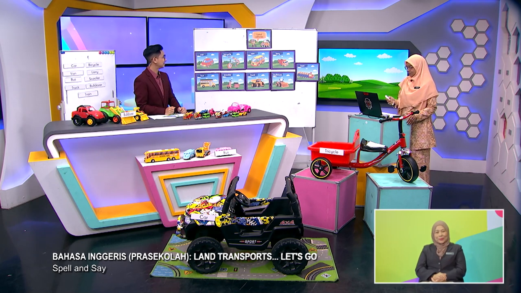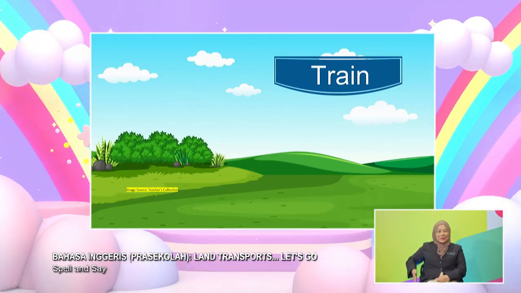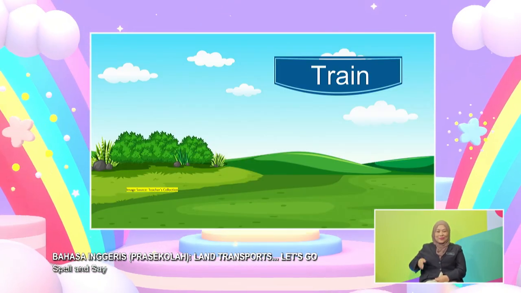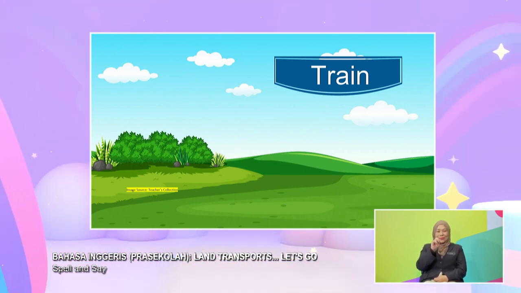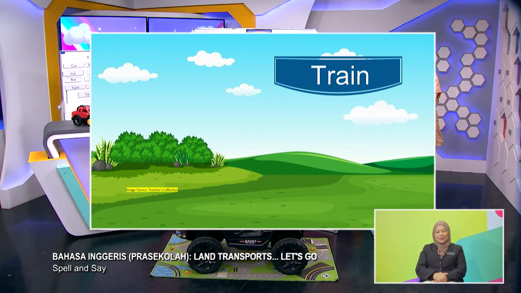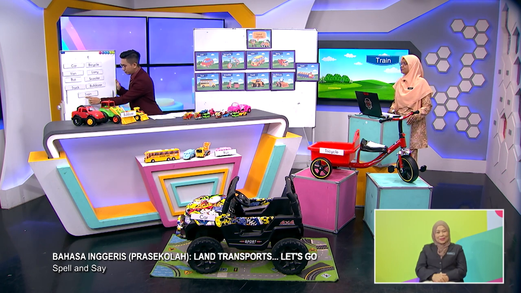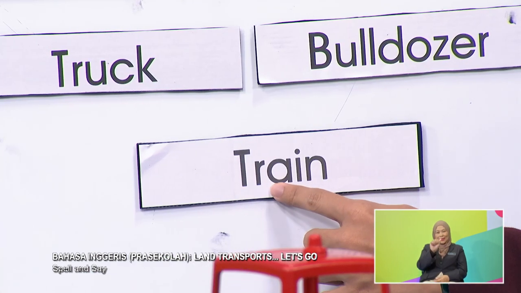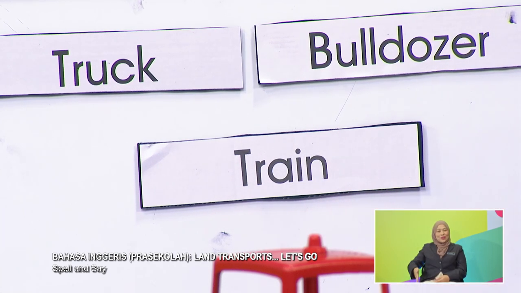Next one. The last in our list is a train. Spell train with T-R-A-I-N. Train. Okay, Chris, your turn. Let's spell it together. T-R-A-I-N. Train. Okay, very good.